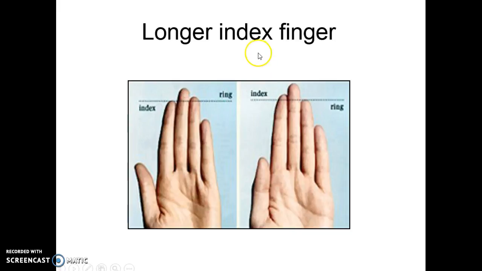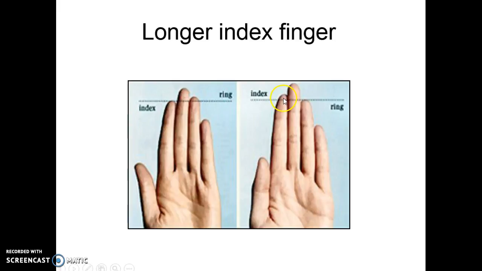Longer index finger. So your pointer finger is your index finger. So whatever finger you point with, that's your index finger. If it's shorter than your ring finger, then you are recessive. You have the recessive trait. If your index finger is longer than the ring finger, you are dominant. Okay, you have the dominant trait.